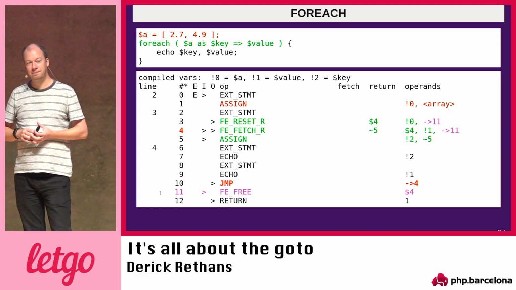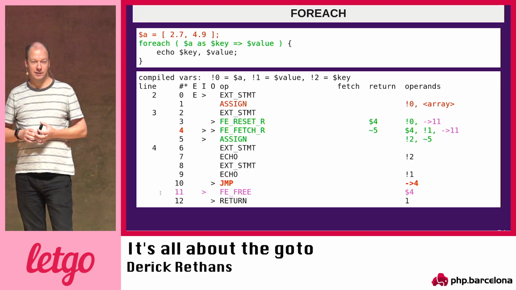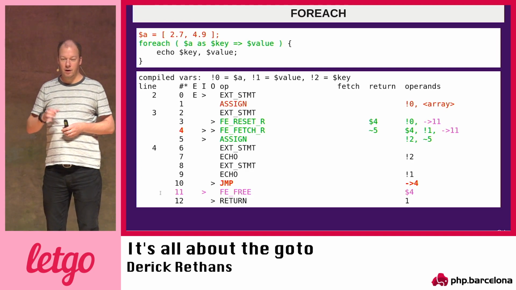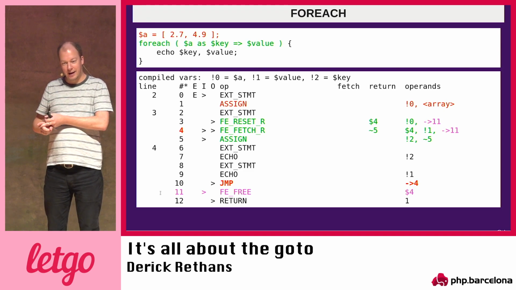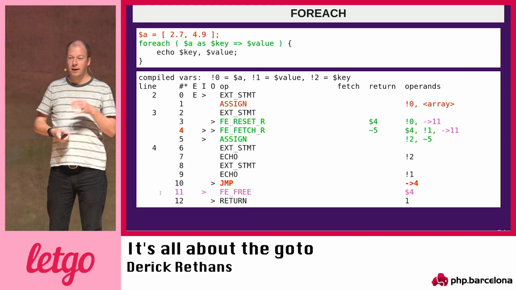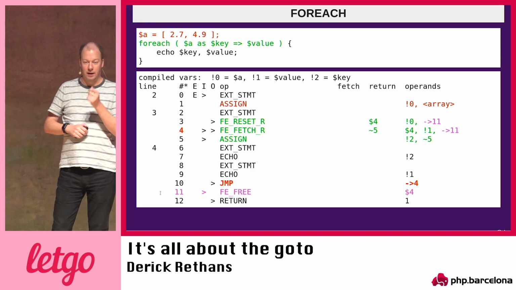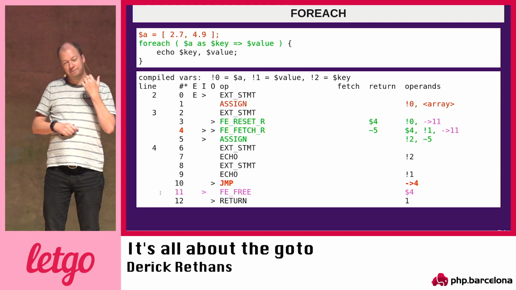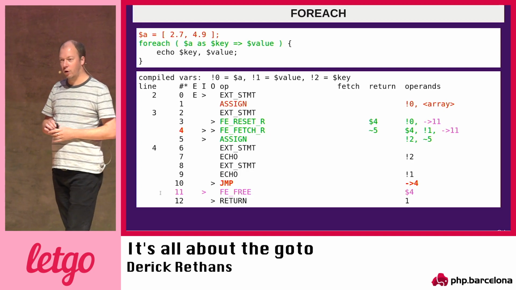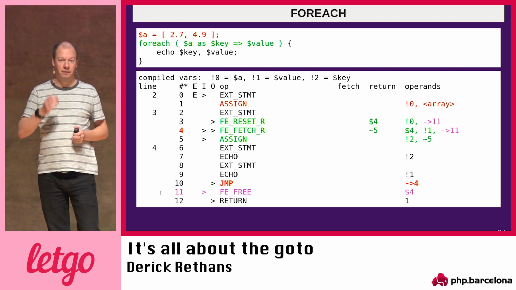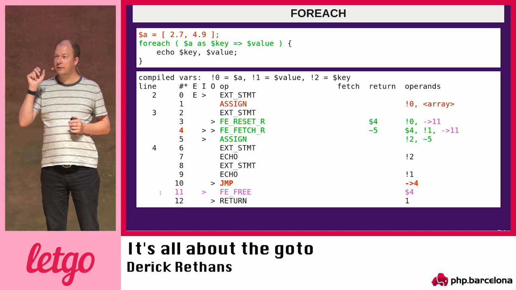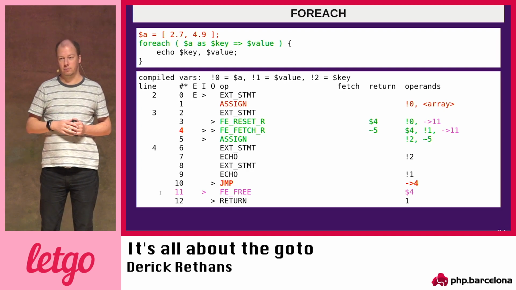What is weird about this? There are 3 operands, and every opcode can only have 2. But that's a bit of a lie, because there is an extra flag, which is extended info, where interesting things get stored. For example, if you're reading a property, whether it's a static property or not. In the case of other opcodes, like FE fetch R, this extended value can be used additionally to specify an opcode to jump to.